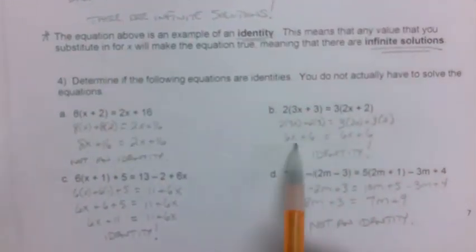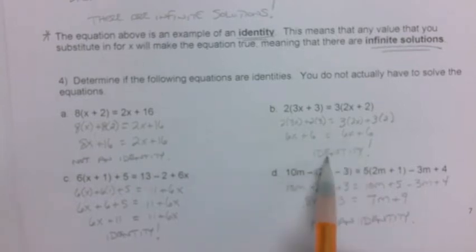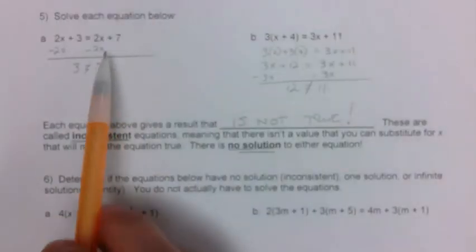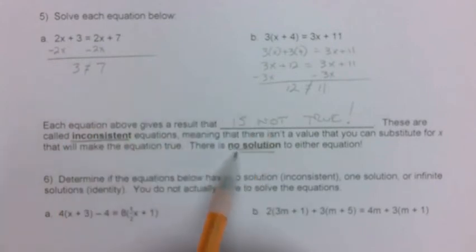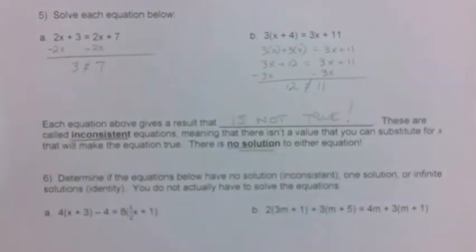Okay, so in the last part where we simplified each side and we got the two expressions to be the same, that's an identity, meaning that there's an infinite number of solutions. But if I get a statement that isn't true, inconsistent, no solutions there, okay? The variable terms are the same, but the constants are different.